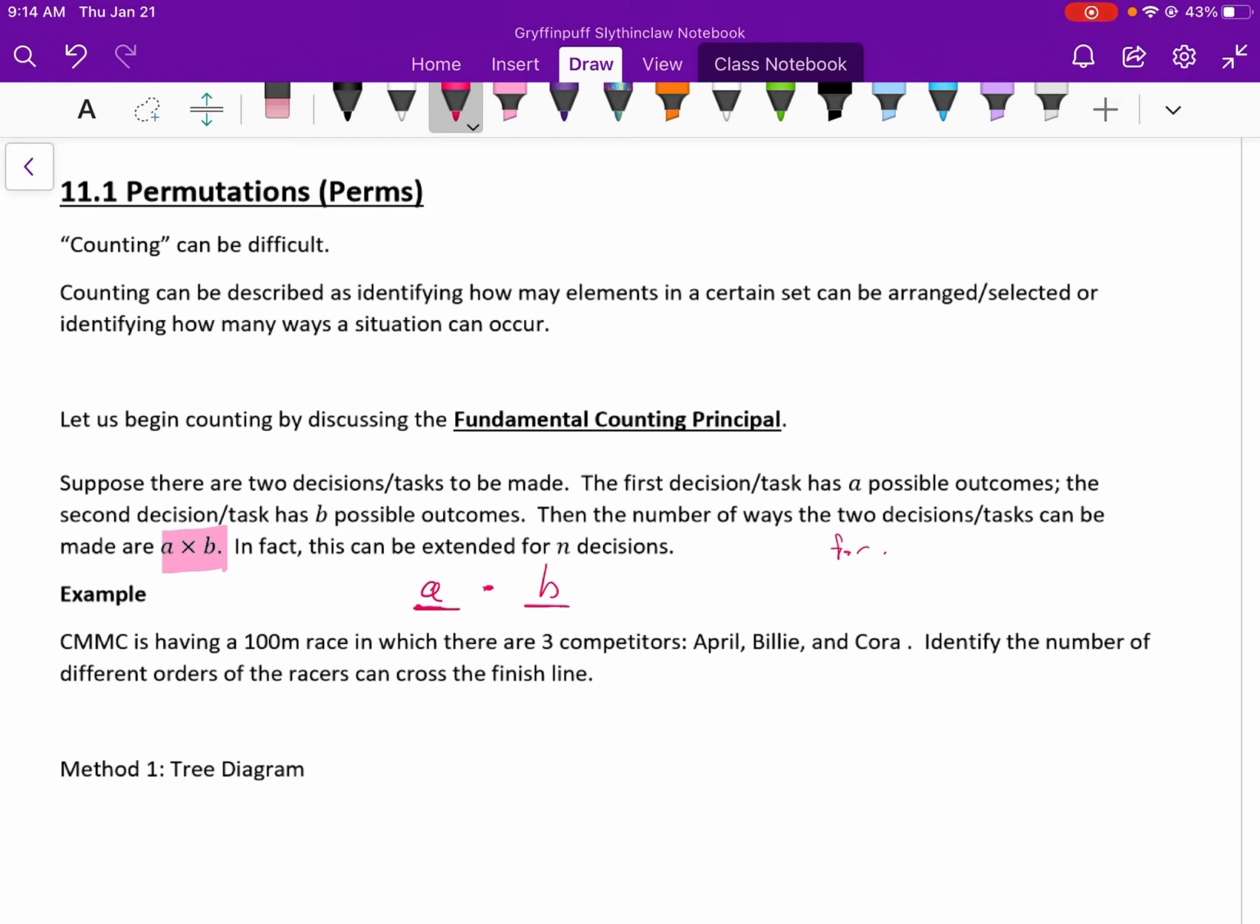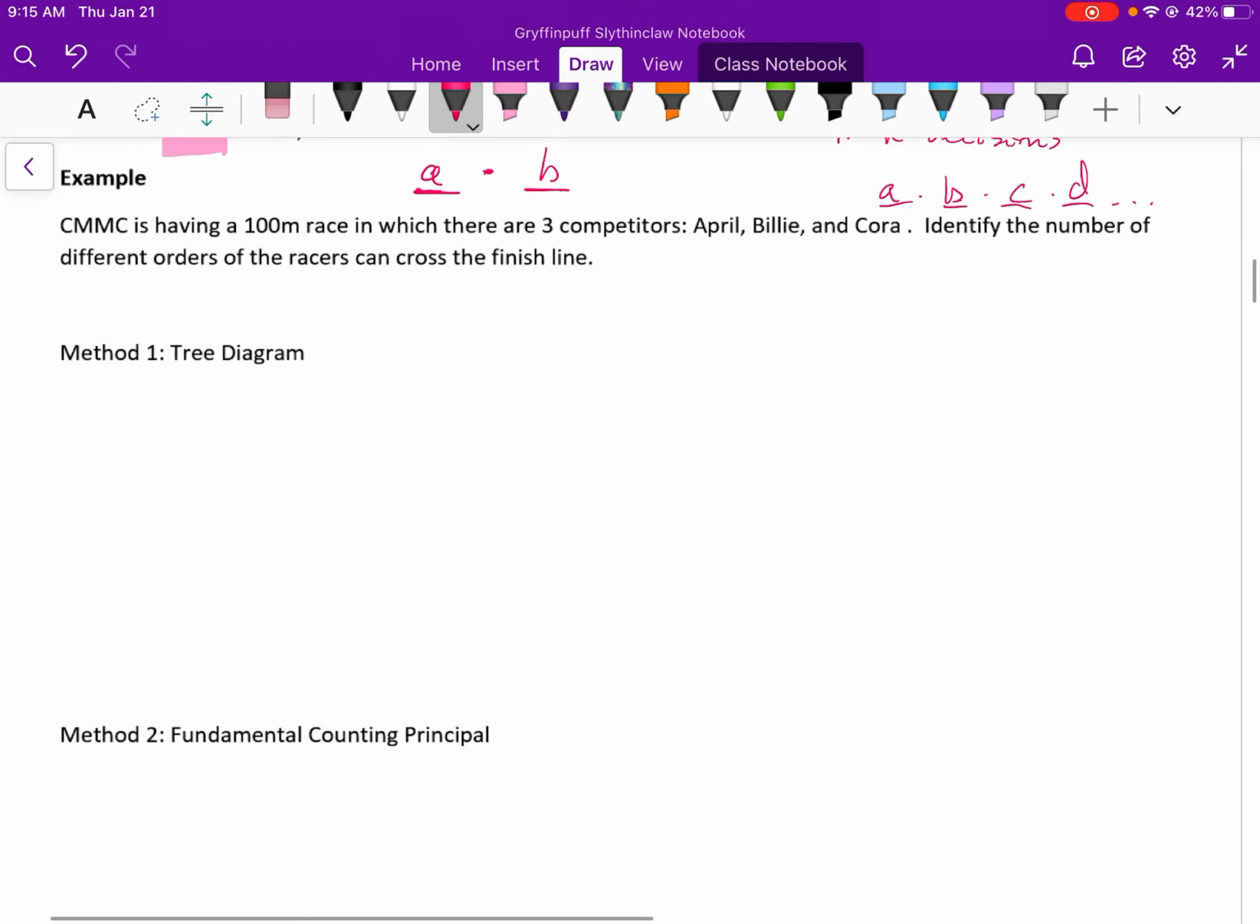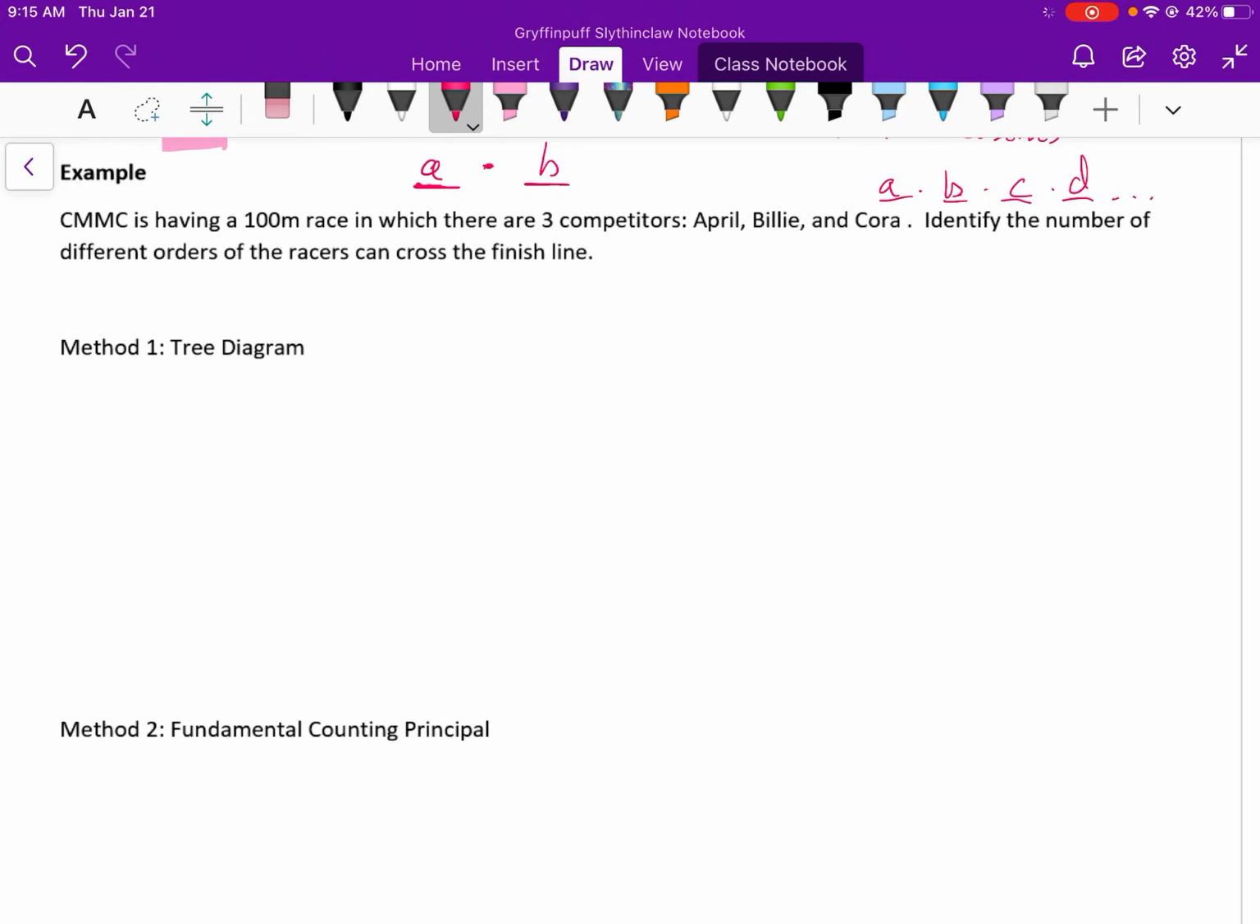However, this can be generalized for n decisions. Well, how many ways can the first task be done, times how many ways the second task can be done, third task, fourth task, in which each letter represents the number of possible outcomes for each task. And you simply multiply by the number of options available to you in each task. That is the fundamental counting principle.